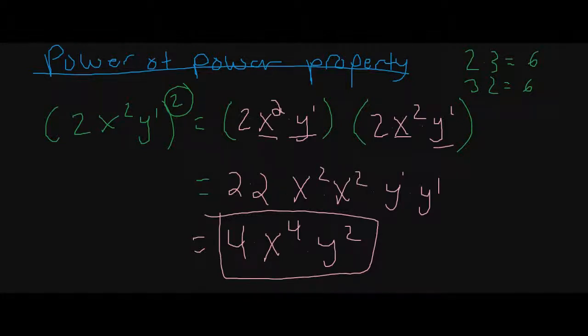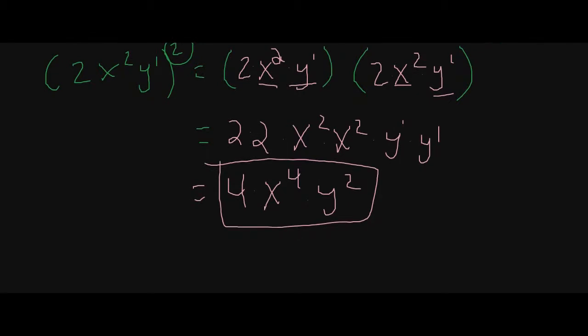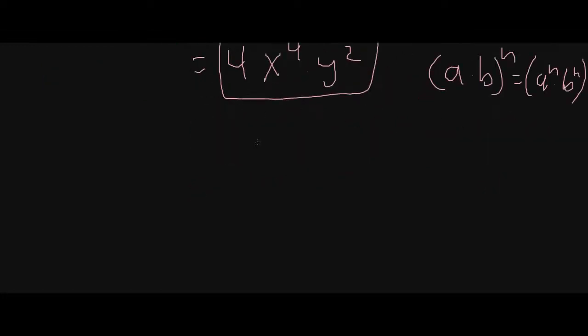Now let's use the power of a power property. Now introducing the power of a power property, it just says this right here. If you notice here, we can just distribute the n across to the exponents on anything inside our parentheses. So looking at this example problem here, if we have 2x squared times y to the first raised to the second power, let's use the property.